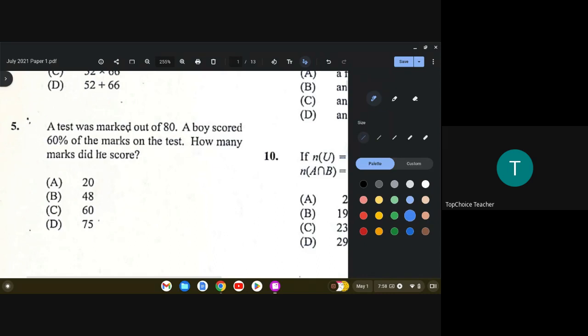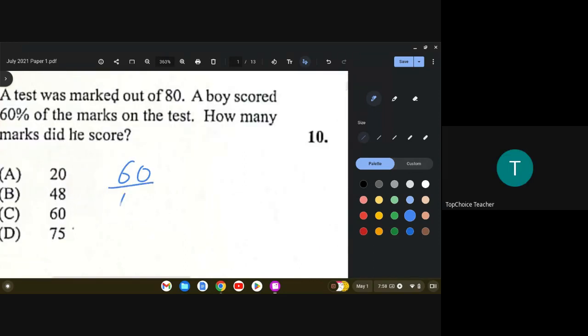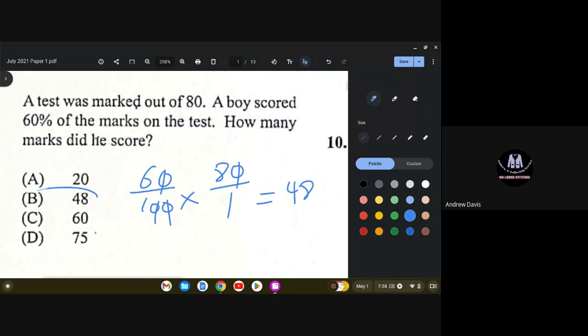We ended off with some nice questions. Then what would you do here? A test was marked out of 80, and he scored 60%. Right. 60% of 80. What does that work out to? 48. Very good.